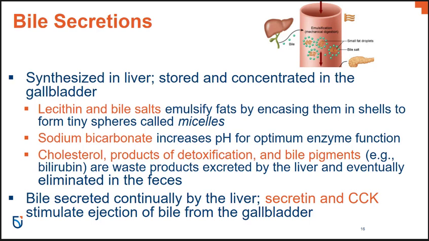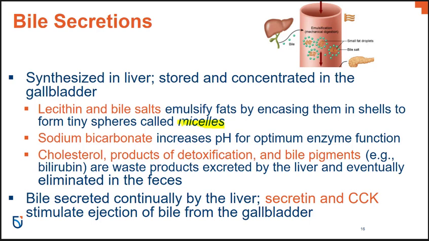Now we're going to move on to talking about bile in a little more detail. Bile is important in fat digestion, and it's synthesized in the liver and stored and concentrated in the gallbladder. But what is bile made up of? Bile contains several substances that aid in digestion, specifically lecithin and bile salts, which are going to emulsify the fat by encasing them into shells to form tiny micelles, as we looked at on a previous slide. And what that does is it makes them water soluble. It makes them easier to digest.